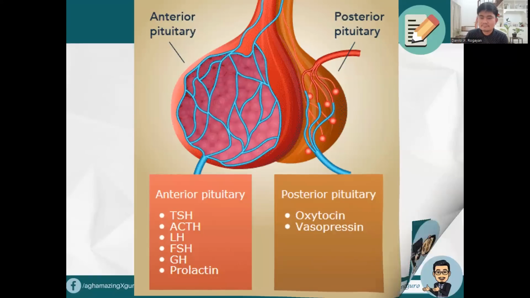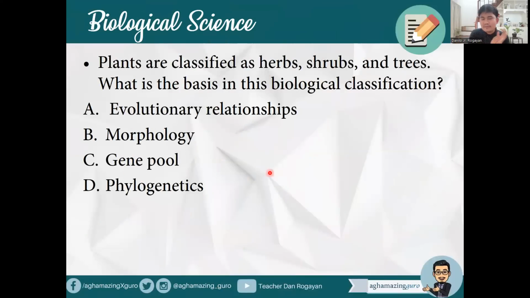Okay. So next, plants are classified as herbs, shrubs, and trees. What is the basis in this biological classification? A, evolutionary relationships. B, morphology. C, gene pool. D, phylogenetics. Okay. That is correct. So herbs, shrubs, trees, no, vines are actually biological classification based on morphology.